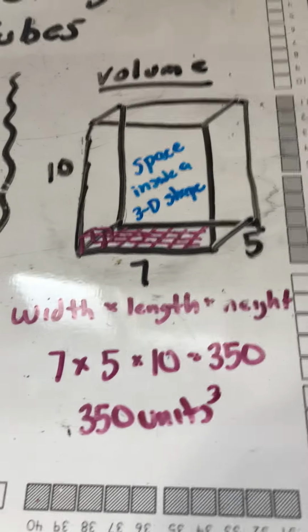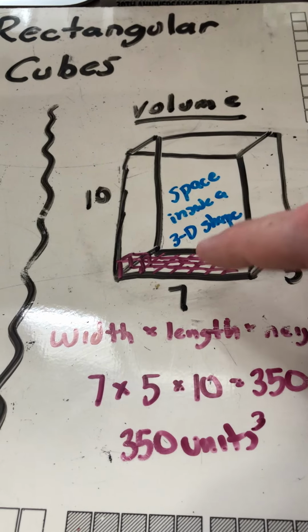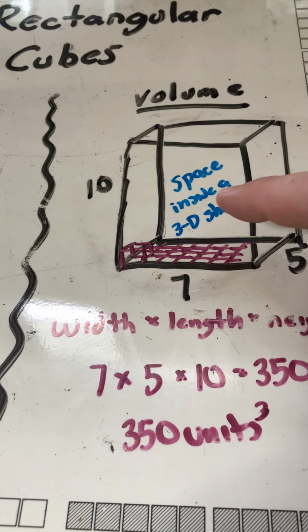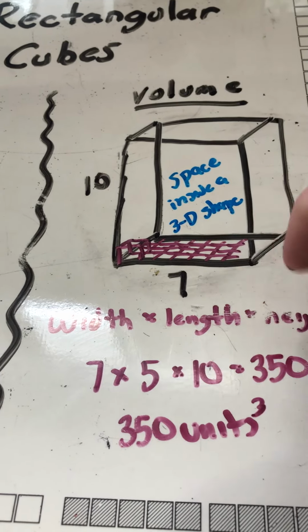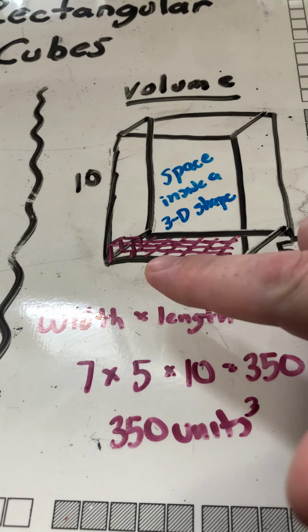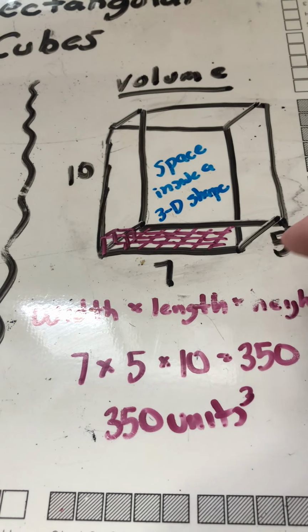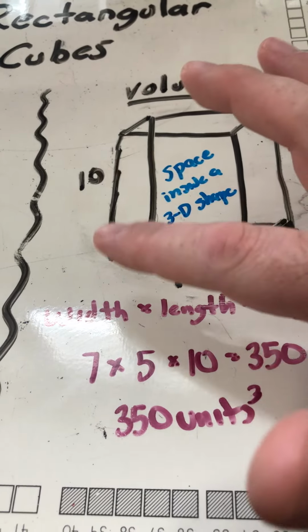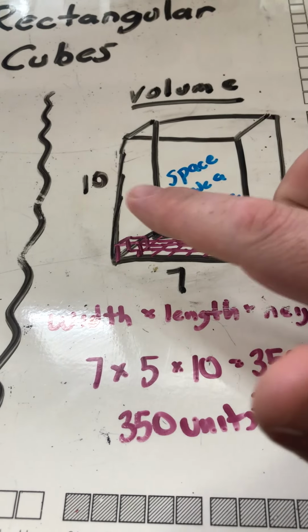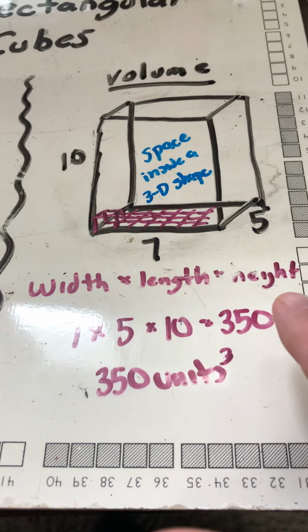So that brings us to what we're doing this week, which is volume. So when you're finding the volume, instead of finding the space inside of a 2D shape, you're actually finding the space inside of a 3D shape. So you have your same width, you have your length, so 7 and 5, but since you're a 3D shape, you now have a height. So in this case, our height is 10. So we're going width times length times height.